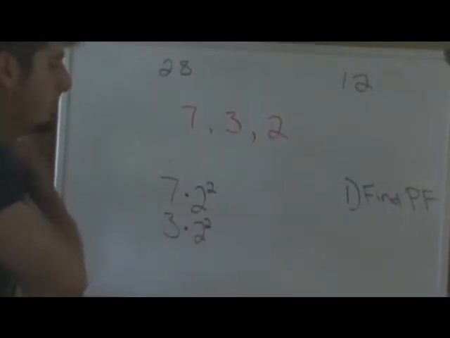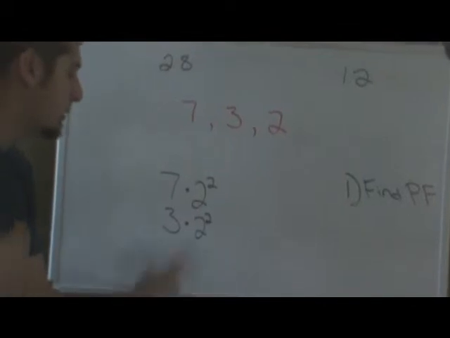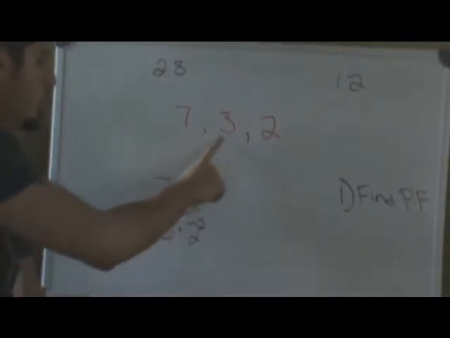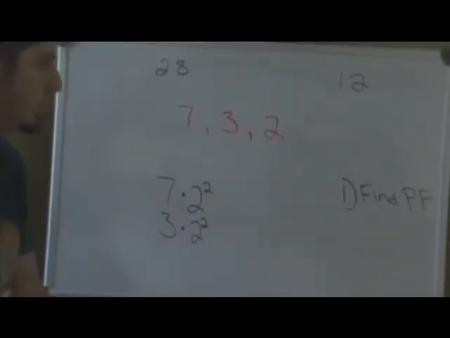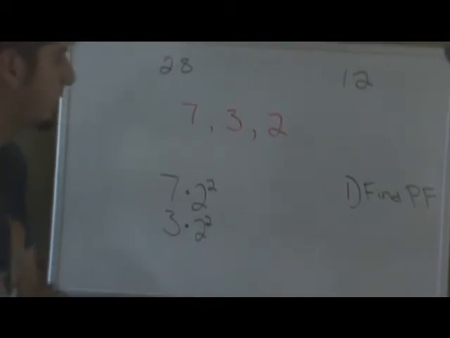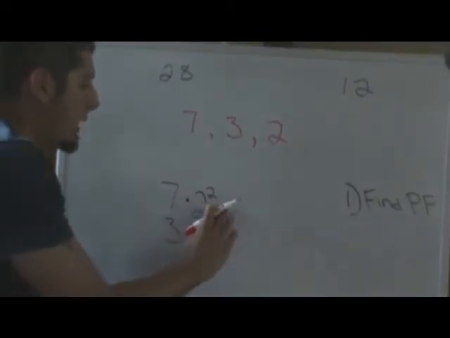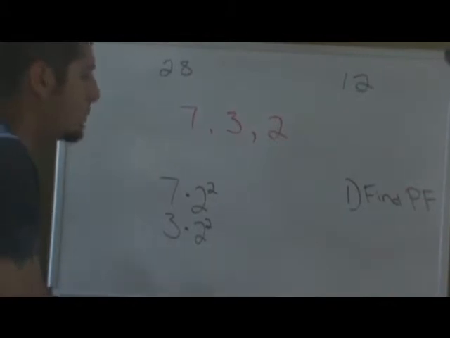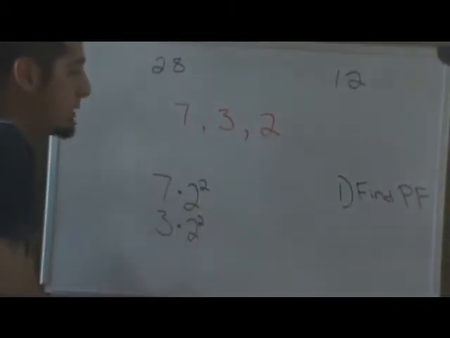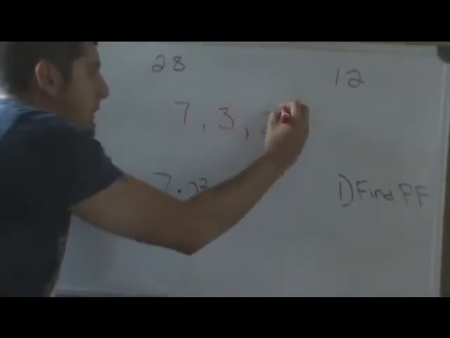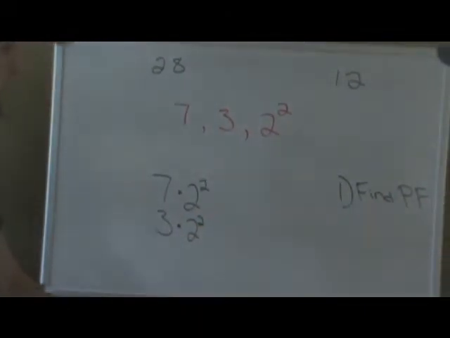7 only appears a maximum of once, so I'm going to leave it as 7. 3 only appears a maximum of once, so I'm going to leave it as 3. And 2 actually appears twice in one of the prime factorizations. It actually appears twice in both of them, so I'm going to multiply 2 squared.